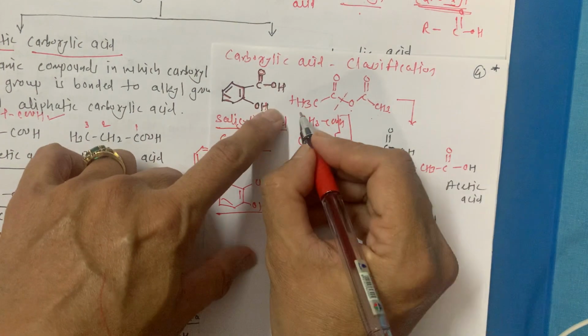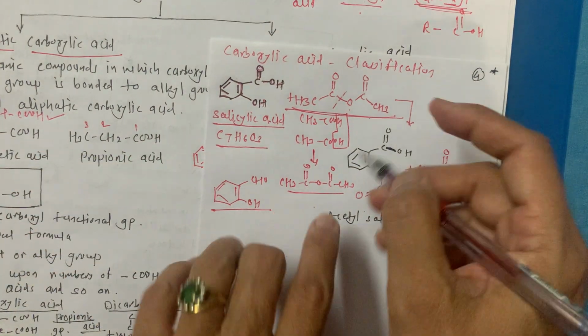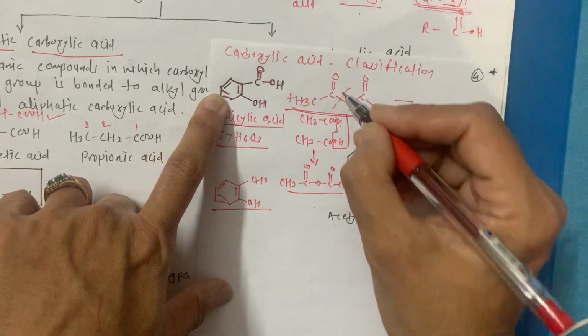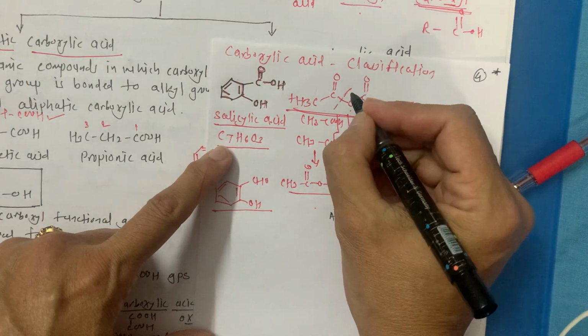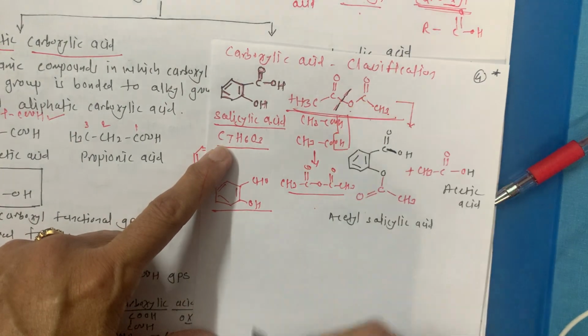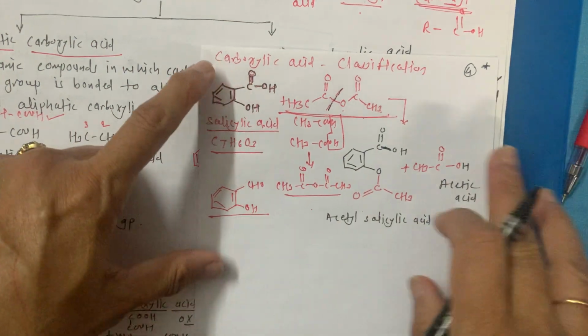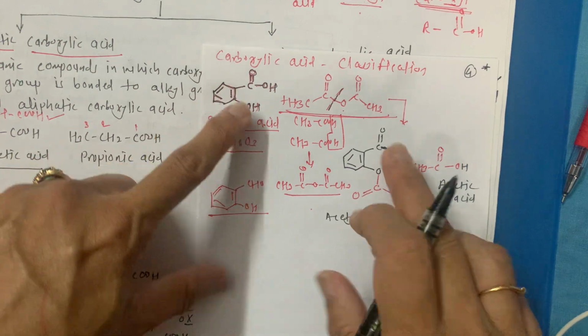This is acid anhydride. When it's treated with salicylic acid, there is a breaking of bond like this. See here, breaking of bond. And what is that? Here, instead of this, COH is there, that COH is going to remain here as it is.